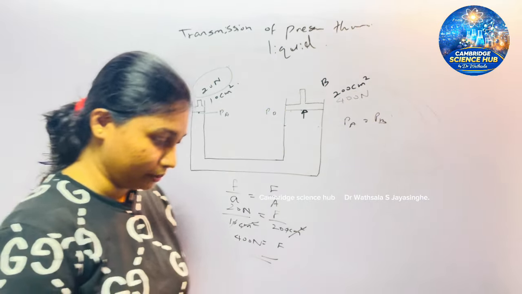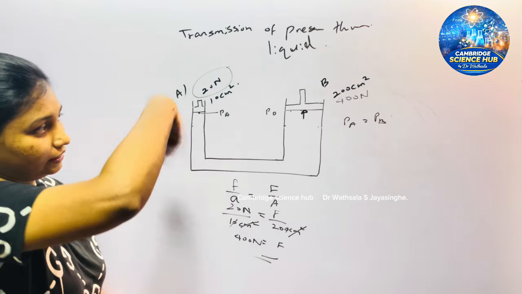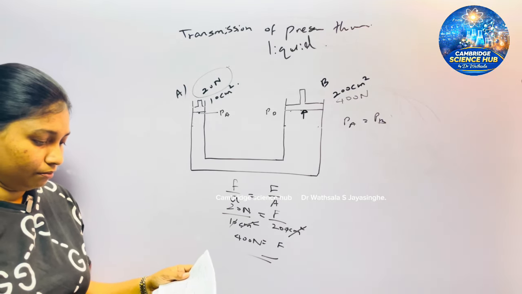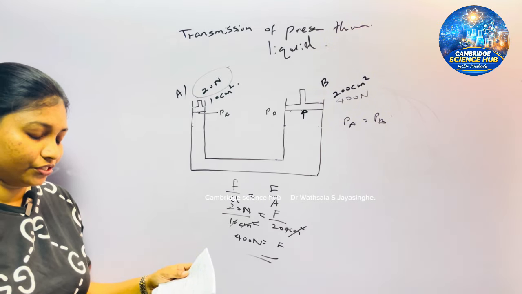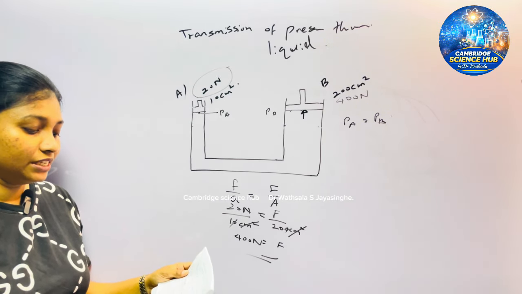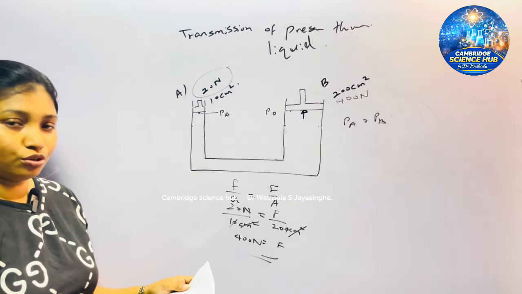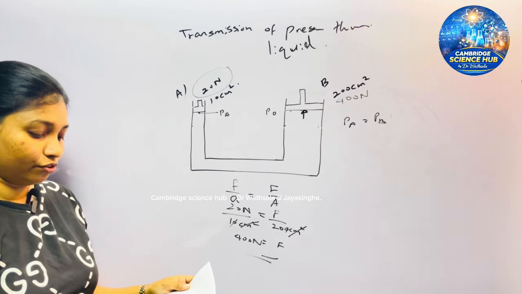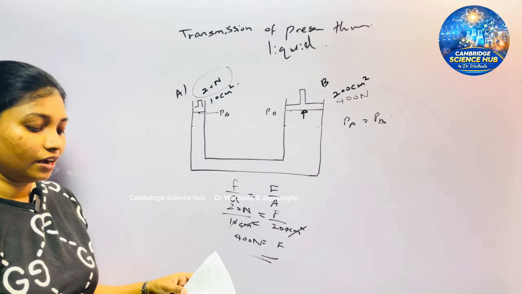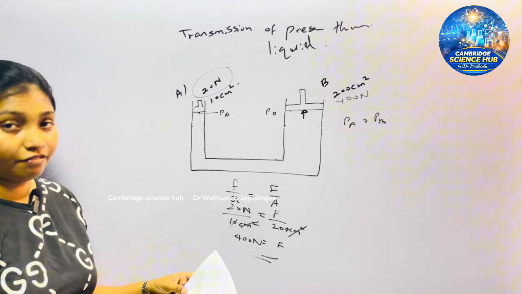Write down the next subtopic, transmission of pressure through liquid. Under that, just draw this figure and write down: a machine constructed to operate based on this principle is known as a hydraulic press. Some examples of a hydraulic press are the hydraulic jack, which we use to lift vehicles, and the vehicle brake system.